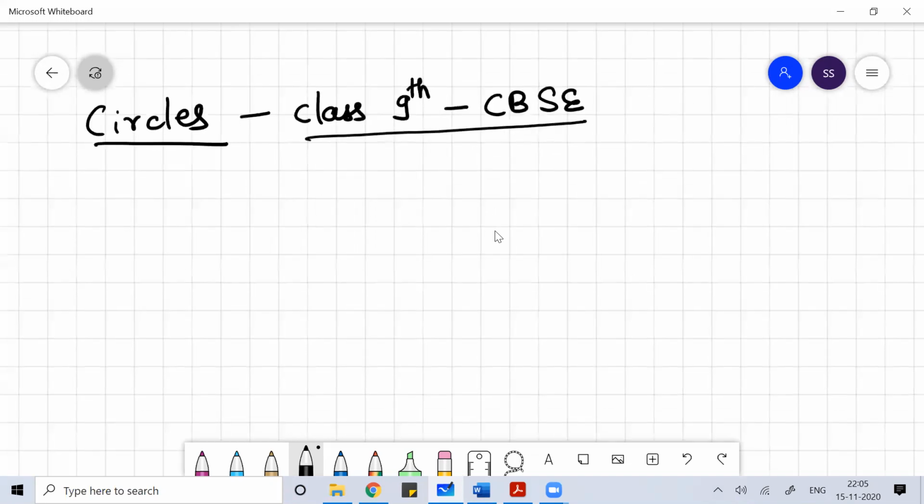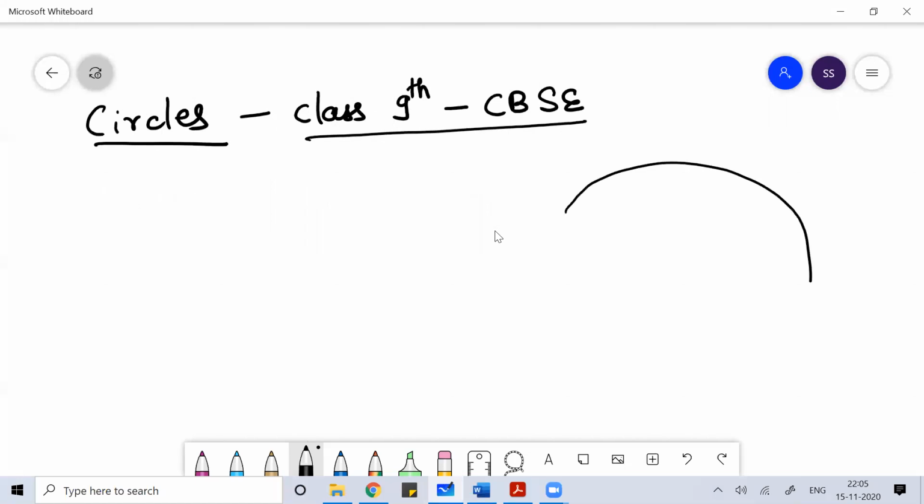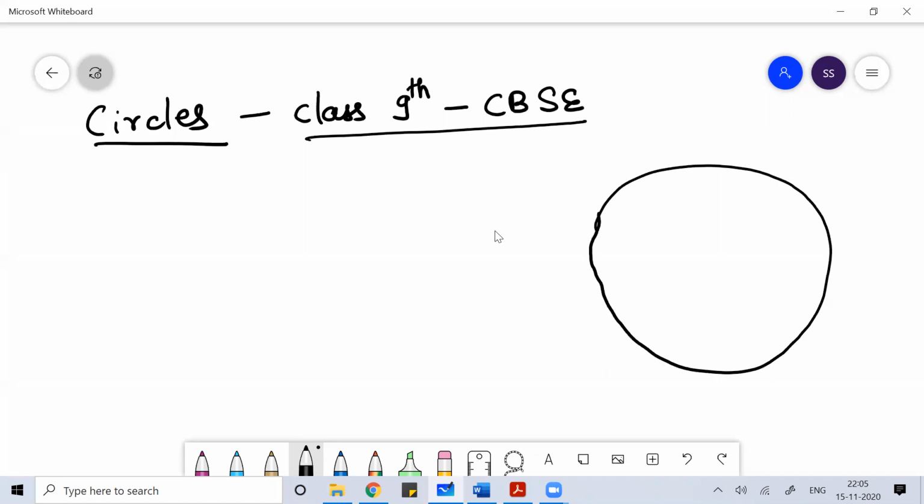So when we talk about a circle, basically everyone knows what a circle is. So this is basically a circle, although I could not make it a correct circle. So pardon me for my diagram.